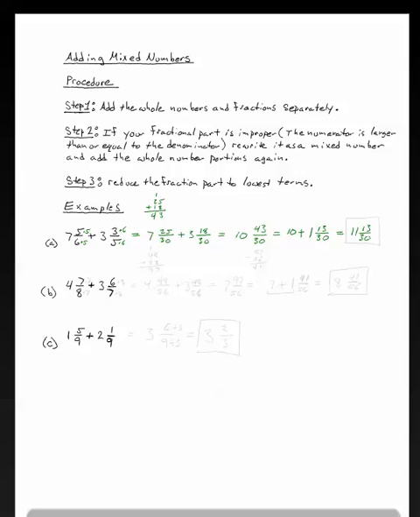Last thing we need to do is check to see if the fractional portion can be reduced. 13 and 30 have no common factors, so this is already fully reduced. Example B gives us 4 and 7/8 plus 3 and 6/7. So we need to find a common denominator for 8 and 7. Well, 8 times 7 is 56.